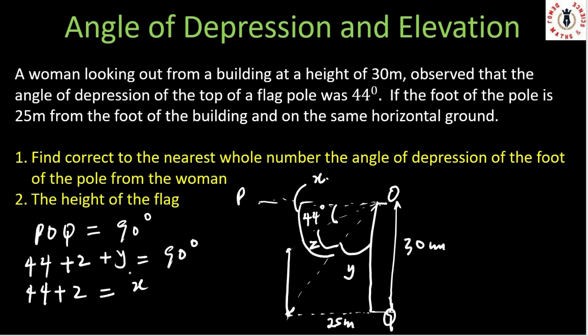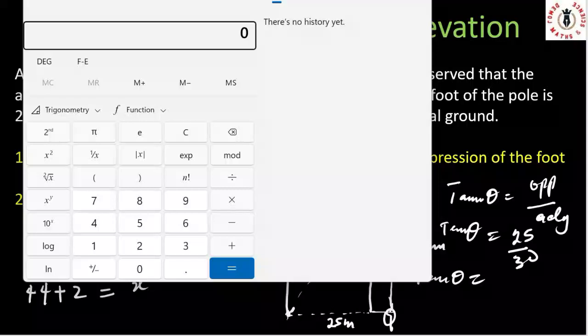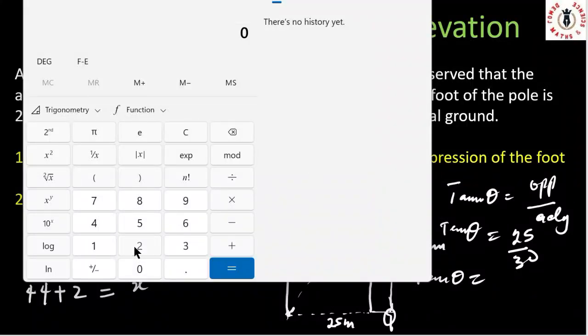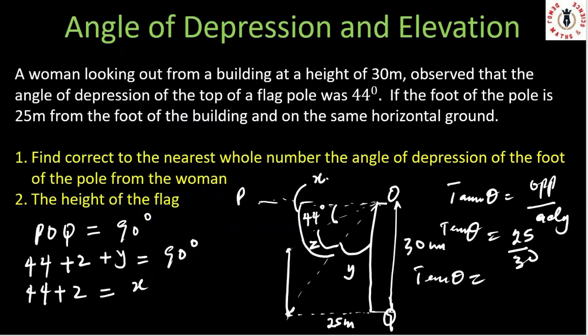The first thing I want to do is to find Y. Let's use this side to solve for Y. From SOHCAHTOA, I know that tan theta is the same thing as opposite over adjacent. In this case, tan theta will be 25 over 30. So tan theta is 25 divided by 30, which is equal to 0.8333.